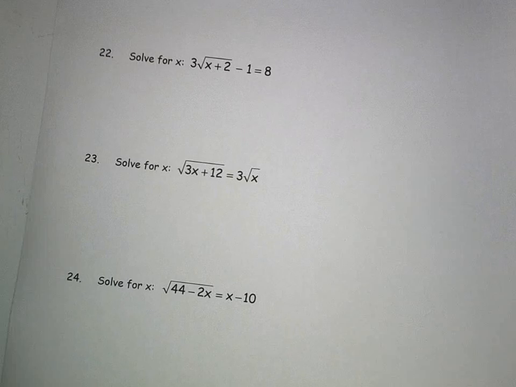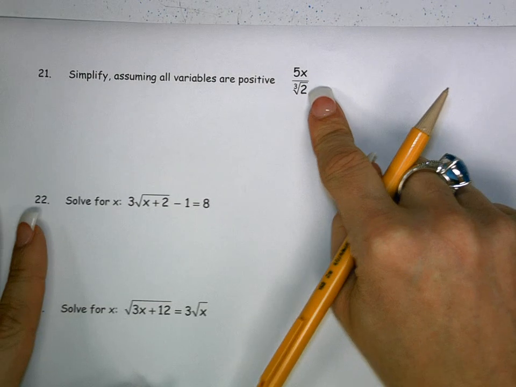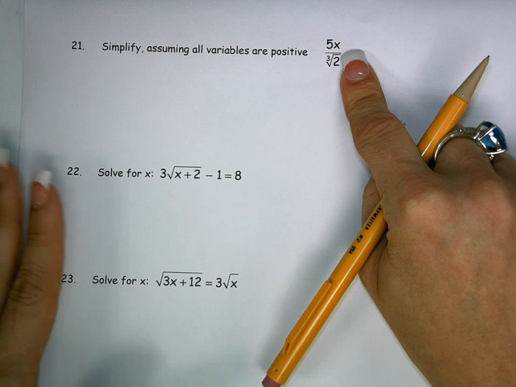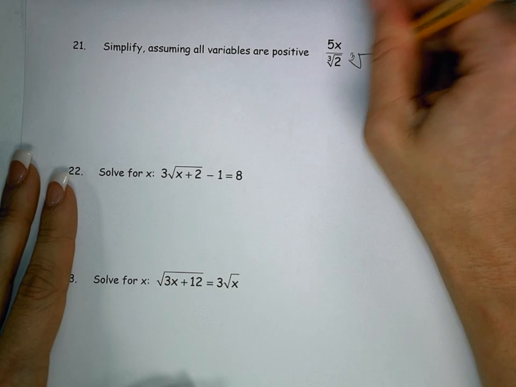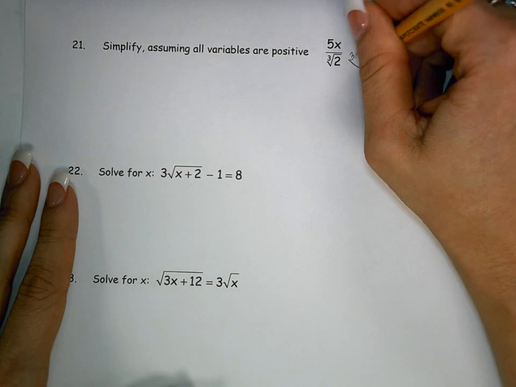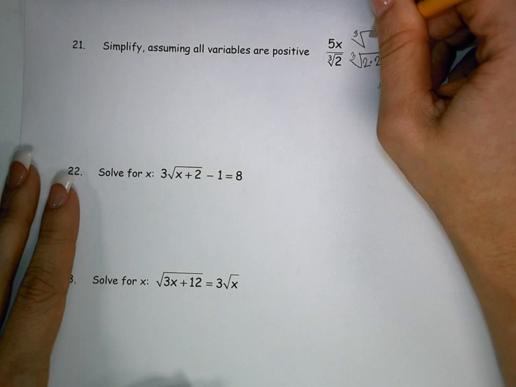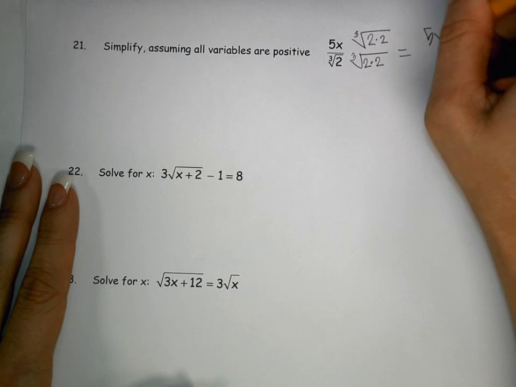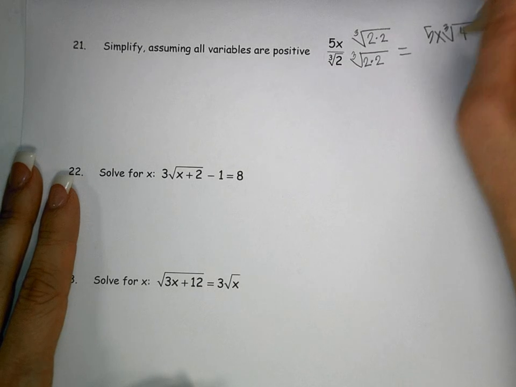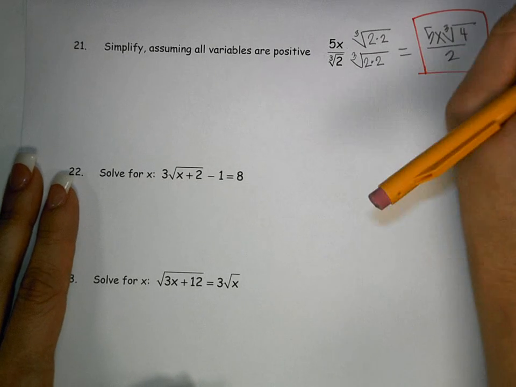Okay, try another one. Number 21. Simplify assuming all variables are positive. We have to rationalize the denominator here. So you can't have a radical in the denominator. You have 1, 2. I need a total of 3 of them. So I'm going to have to multiply by 2 more. So multiply by another cube root, 2 2's. And that's just going to become 5x cube root of 4 over 2. That's it. The 4 and the 2 cannot reduce because one's a whole number and one is a radical still.